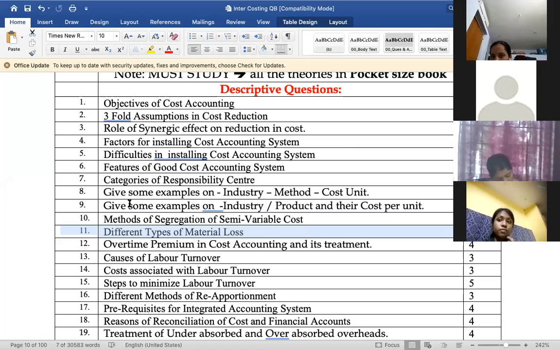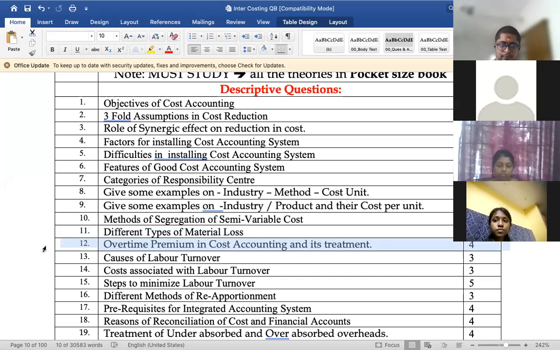Is the screen visible, Zoom students? Yes, sir. Yes. Overtime premium in cost accounting, 4 methods are there. Okay. If it is okay, you can answer the question.